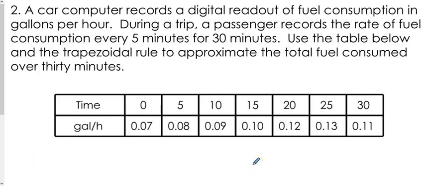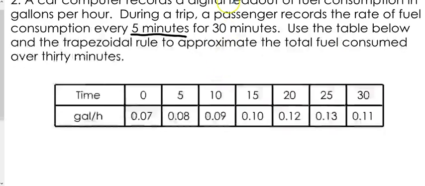All right, the last example we're going to look at today is going to be one where we have a chart. So we've got a car computer that records a digital readout of the fuel consumption in gallons per hour. During a trip, a passenger records the rate of fuel consumption every 5 minutes for 30 minutes. So here is our interval. Okay, they told us 5. And then we want to use the table below and use the trapezoidal method to approximate the fuel over the 30 minutes. So our h, right, is going to be the 5 that is in between each one.